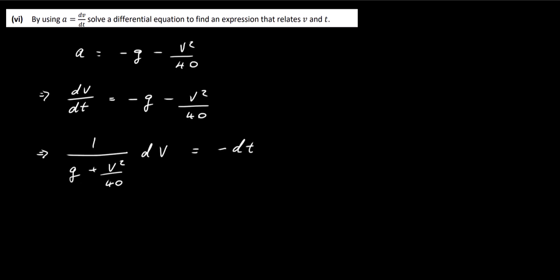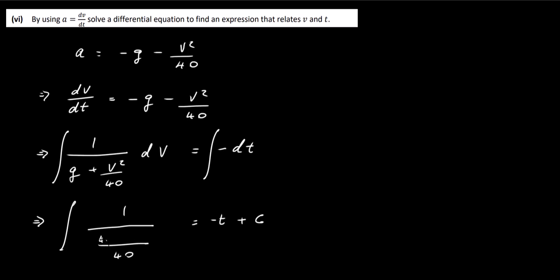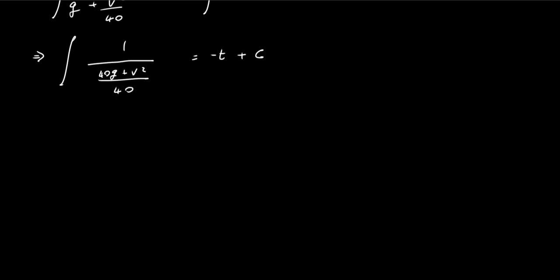Now what I'm going to do is integrate both of these. So on the right hand side I'll just end up with integrating with respect to t, so it's just going to be t. It's an indefinite integral, so it's going to be plus c, and it's actually a minus t as well. So on the left hand side what I'm going to do is just add these two fractions, which will give me the integral of 1 over 40 on the bottom, so that's 40g plus v squared, and then I'm just going to flip that upside down.